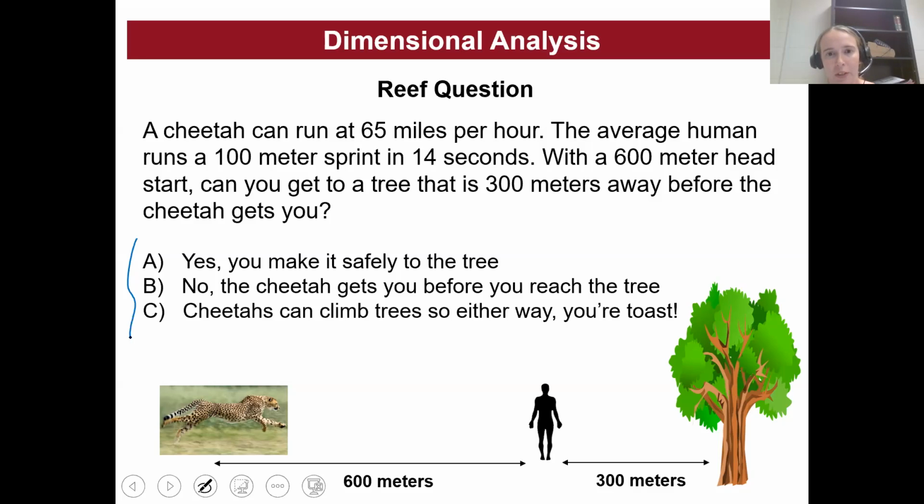I mean, not if this is actually happening to you. If this is actually happening to you, it's terrifying. Anyway, let's see what we get. Do we make it safely to the tree? Does the cheetah get us before we reach the tree? Or, let's think about that. Cheetahs can climb trees, so it doesn't matter if you get to the tree first. Yeah, that might be the right answer, but we're going to try and solve it anyway in the spirit of thinking that you will survive.